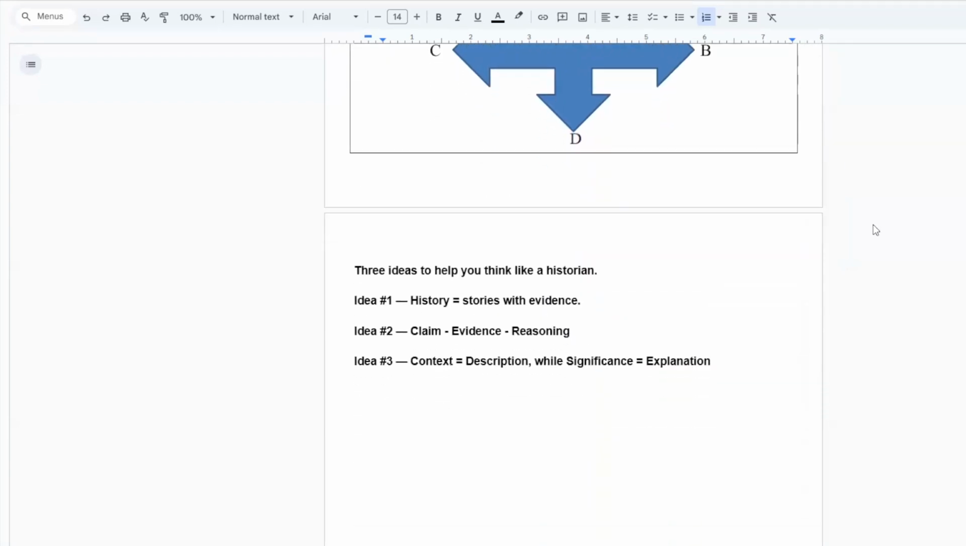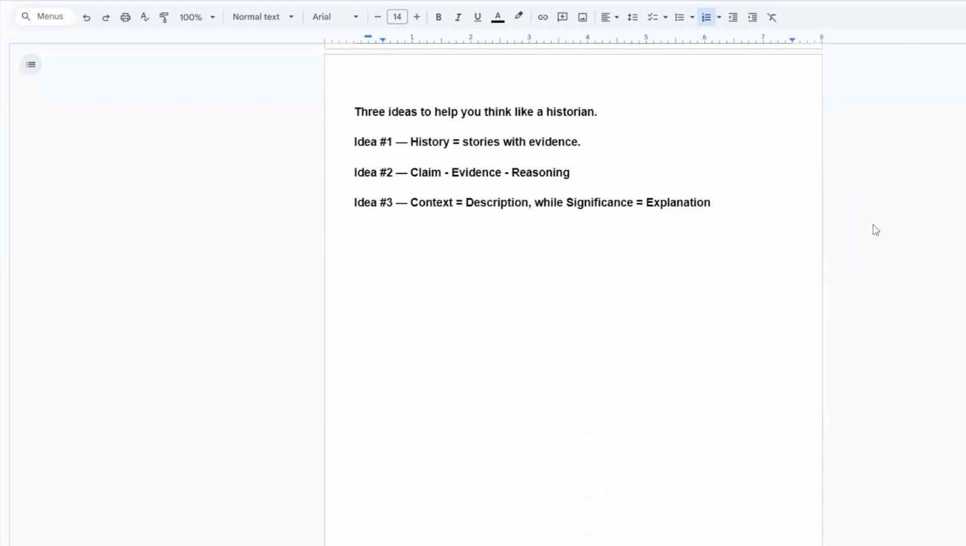Excellent. All right. Well, here are three ideas, and I will come back to these every time we meet as a class. I try to remind students of this. Three ideas to help you think like a historian. Idea number one: history is stories with evidence. World history and US history are both general survey courses, and what that means is they don't do deep dives into any one particular time period. Instead, they do more of a surface area broad view of what's going on.